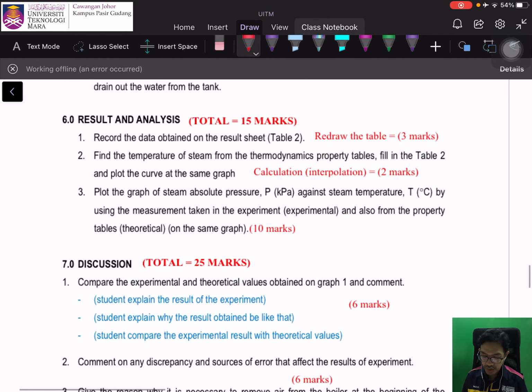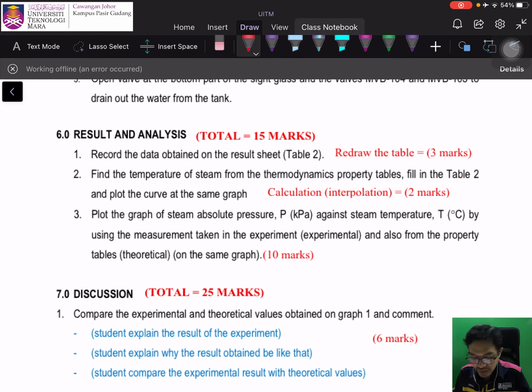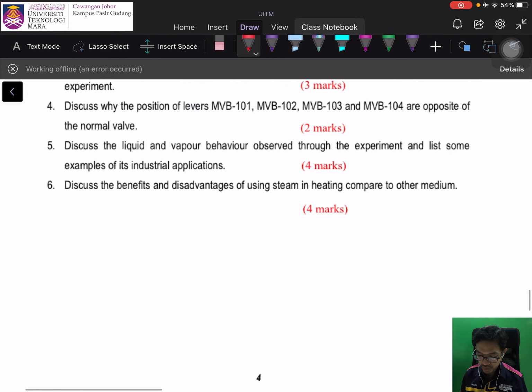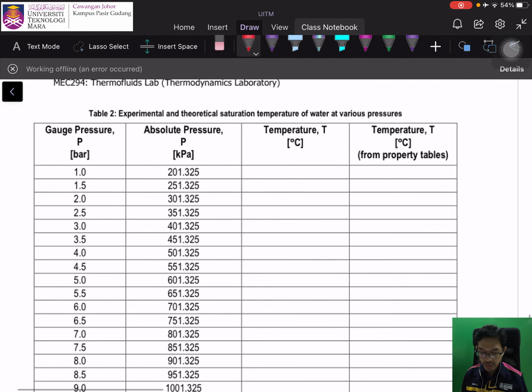Alright, so we focus now on the result and also analysis here. In order to do the result analysis, first you need to record the data obtained on the result sheet, table 2. Now you look at table 2, you have 4 columns here. The first one is your gauge pressure, the second one is your absolute pressure, the third one is your temperature, then the fourth one is also temperature, which you get from the property table. I said just now, that is your steam table.